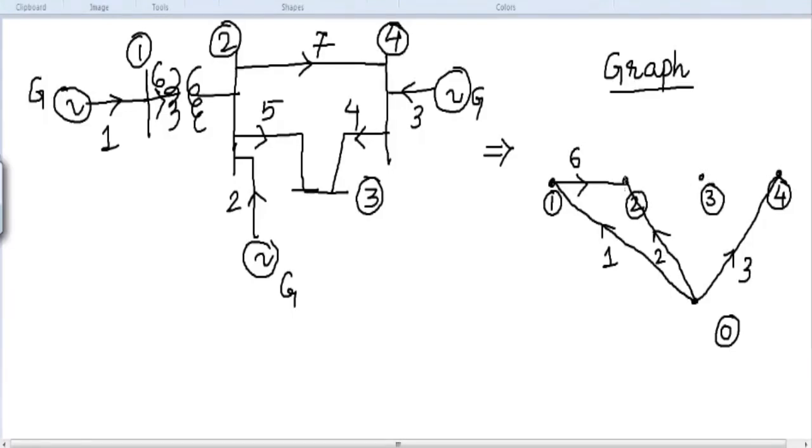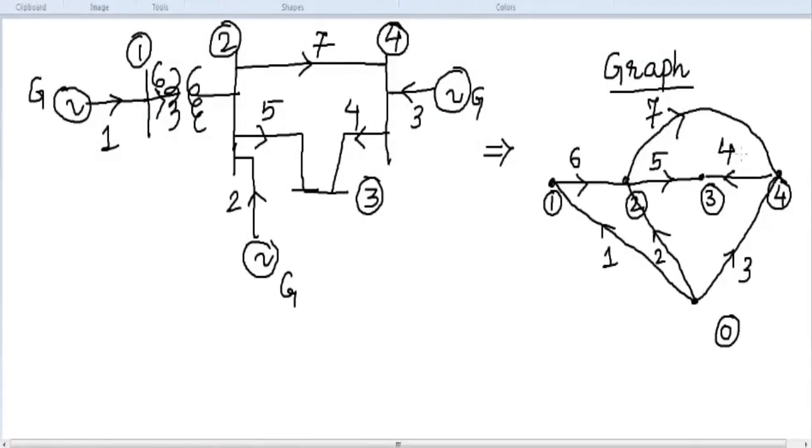Then from 2 to 4, so you can see 2 to 4 we have to keep in this way and the direction is from 2 to 4, right? So this will be 7. Then from node number 2 to node number 3, the direction is in this way and the element is 5, and from 4 to 3 it's coming in this way direction and this is given as 4. Alright, so is it clear everyone how I have drawn the graph with the help of the power system? So this is how we make the graph as simple as possible.